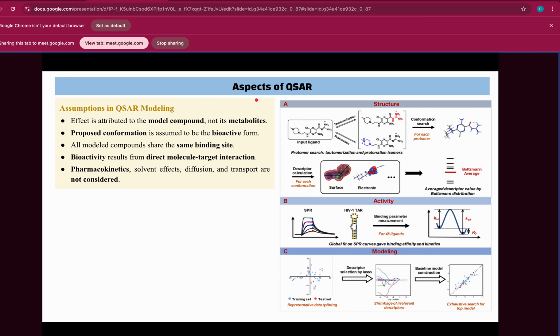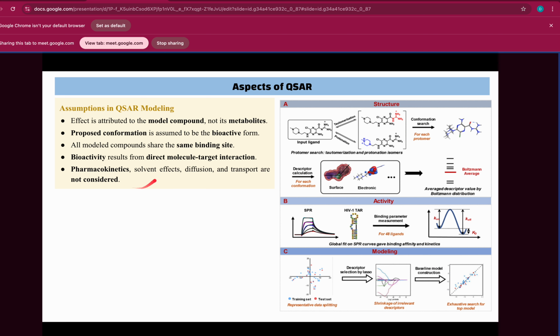Now there are certain assumptions in QSAR modeling, such as the effect is attributed to the model compound and not its metabolites. So this is one of the assumptions. Next is that the proposed conformation is assumed to be the bioactive form. Next is all model compounds share the same binding site. Next assumption is bioactivity results from direct molecule-target interaction. And the fifth assumption is that pharmacokinetics, solvent effects, diffusion and transport are not considered.